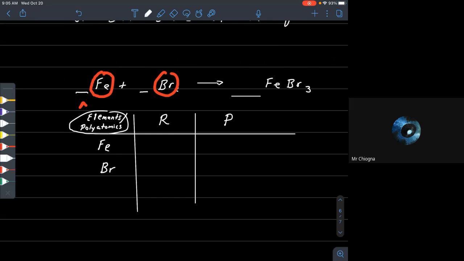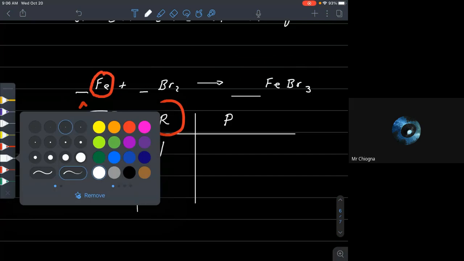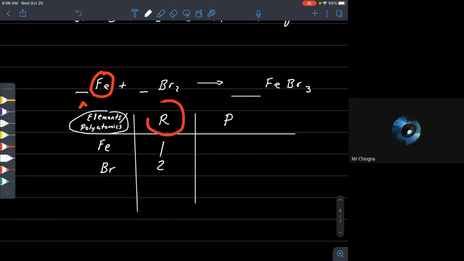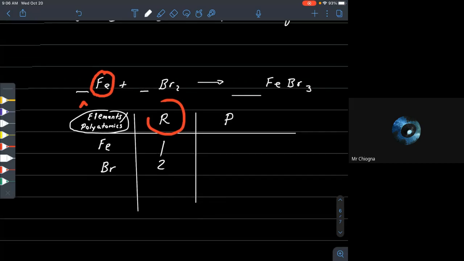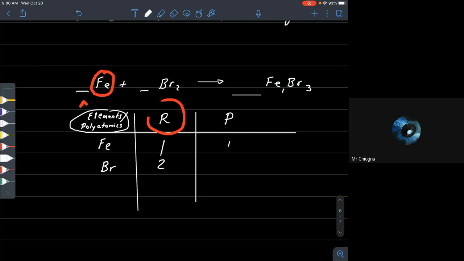Okay, so what are you doing under this column here? The reactant side. You're counting atoms. How many Fe? 1. Okay. How many bromine? I covered it up, but it's 2. Do the same thing on the right. It should be equal. If it's not, we've got to fix it. How many Fe on the right? 1. How many bromine on the right? 3. It is not balanced because the numbers on the left side for each element have to match the right. This is balanced. This is not.